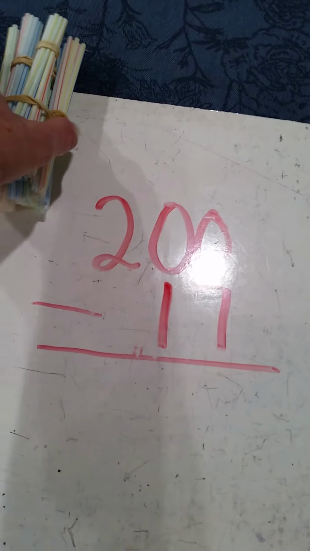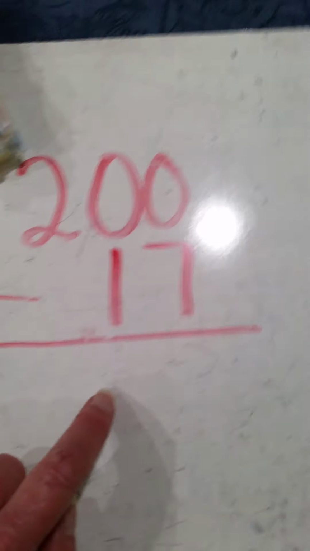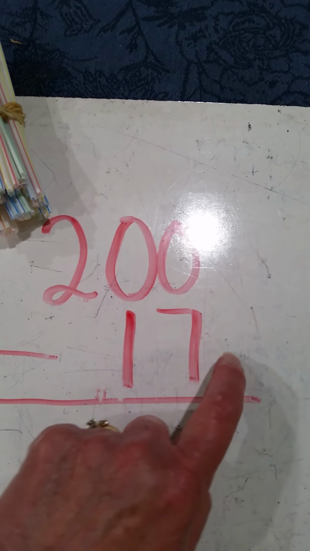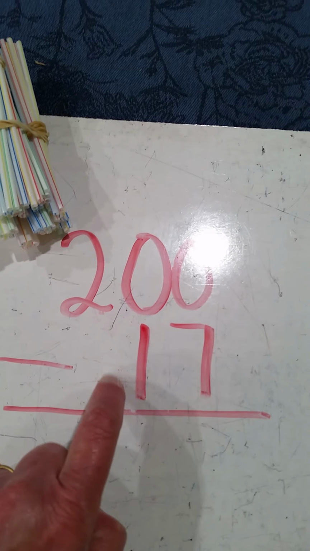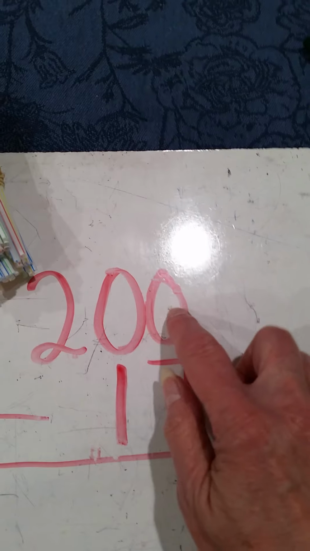Okay? Now, let's try 200, and we're going to take away 17. Now we've got something in the ones place and something in the tens place that we have to subtract. Again, we're going to need our double-decker subtraction. Watch and learn. Okay. I don't have any ones.